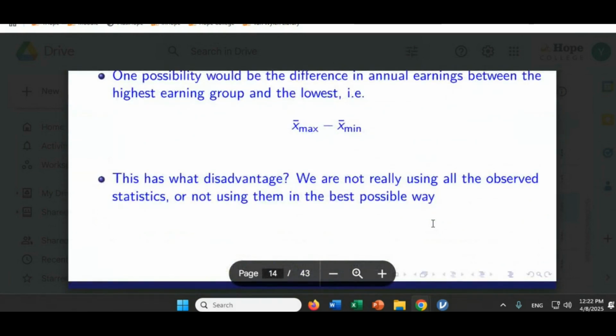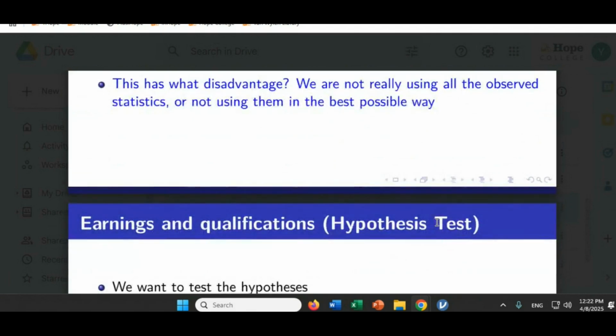We are not using all the observed data in the best possible way. I want to stress, it's not wrong. It's not wrong, but it is less good doing it this way. Right? It's not wrong, but you are not using your data in the best possible way. Okay. So the other thing that we want to do is going to be using a statistic that is better than that. But we'll come to that.